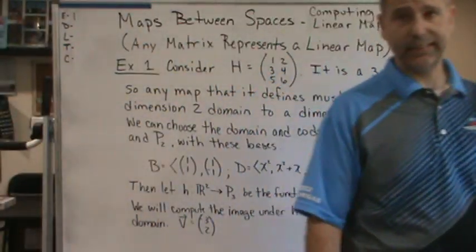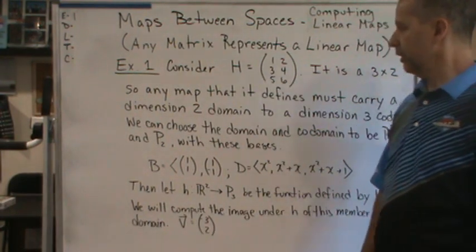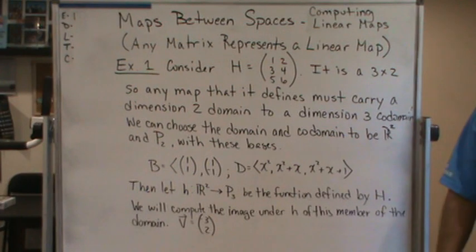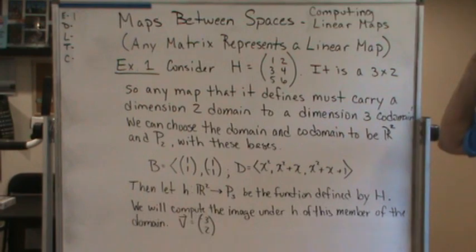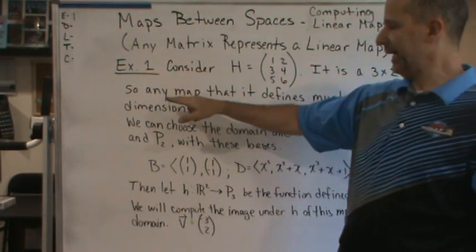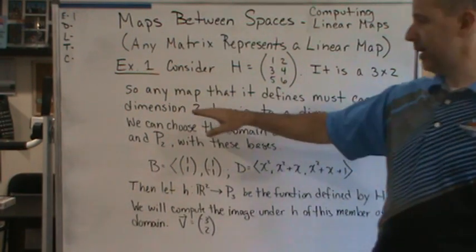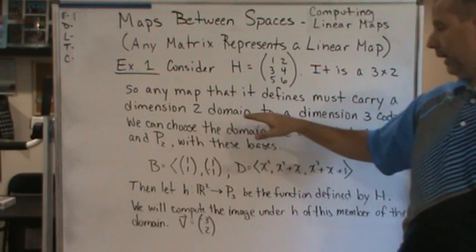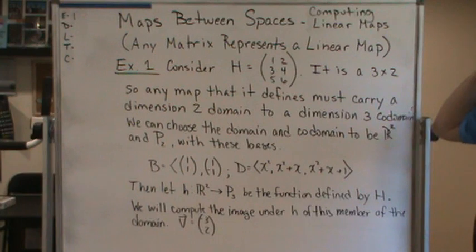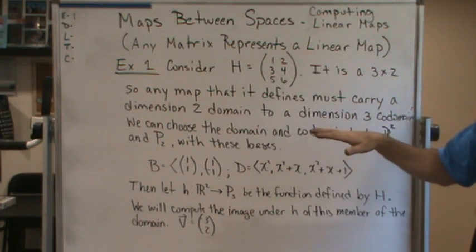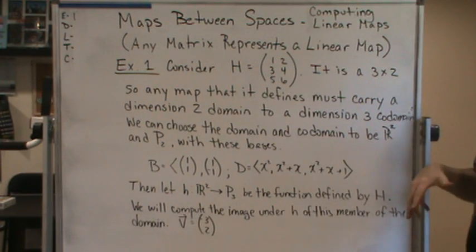Okay, let's go into example 1. What we're going to do is consider this H matrix, which is a 3x2 matrix. Because it's a 3x2 matrix, any map that it defines must carry a dimension 2 domain to a dimension 3 codomain. So it has to go from 2-dimensional to 3-dimensional.